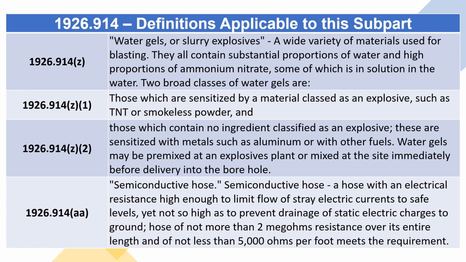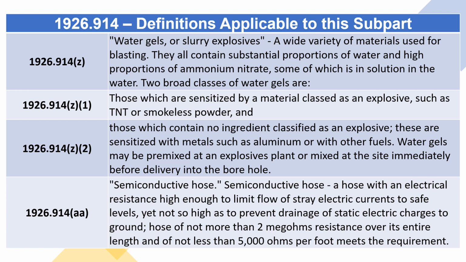1926.914(z)(1), those which are sensitized by a material classed as an explosive, such as TNT or smokeless powder, and 1926.914(z)(2), those which contain no ingredient classified as an explosive. These are sensitized with metals such as aluminum or with other fuels. Water gels may be pre-mixed at an explosives plant or mixed at the site immediately before delivery into the borehole.